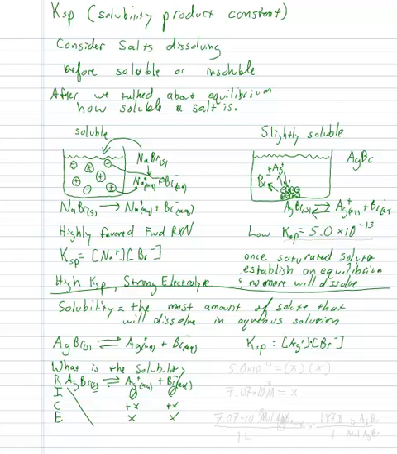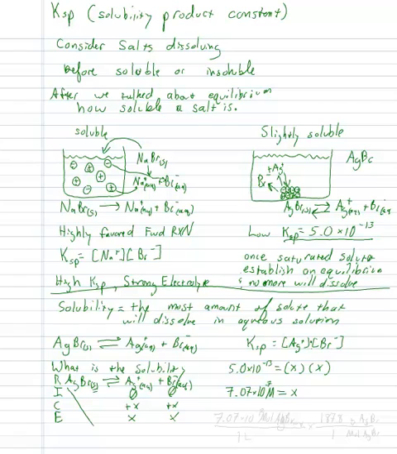We know the Ksp is 5 times 10 to the negative 13. So we can say 5.0 times 10 to the negative 13 is equal to x times x. This is a fairly simple problem to solve, and we can solve for x, and that x is equal to 7.07 times 10 to the negative 7 moles per liter. So that's in molarity when you solve for it in Ksp.